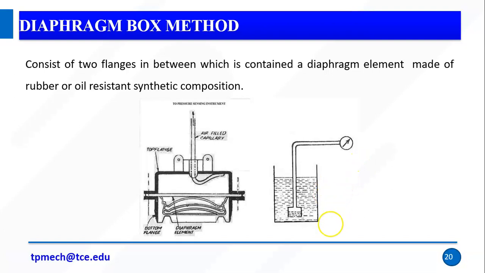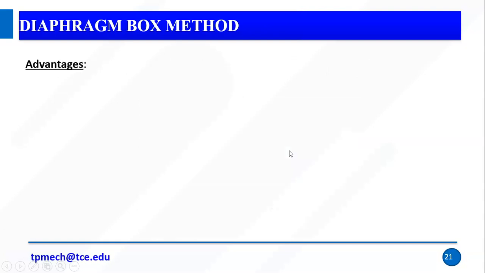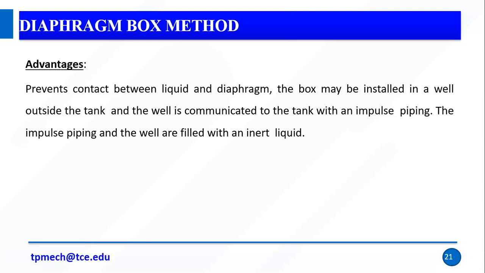Based on the pointer variation we can measure the level. So the diaphragm box method is this structure: a hollow tube or air capillary tube connected with the pointer. If there is no air pressure, the diaphragm does not bend and it shows zero value. If the water level increases to a particular depth, back pressure is created. That back pressure causes the diaphragm to bend, so the air is deflected and compressed a little. That change of air volume is indicated by the pointer. Based on how much variation and how much compression, we can easily measure the level. The advantage is that it prevents contact between liquid and diaphragm.